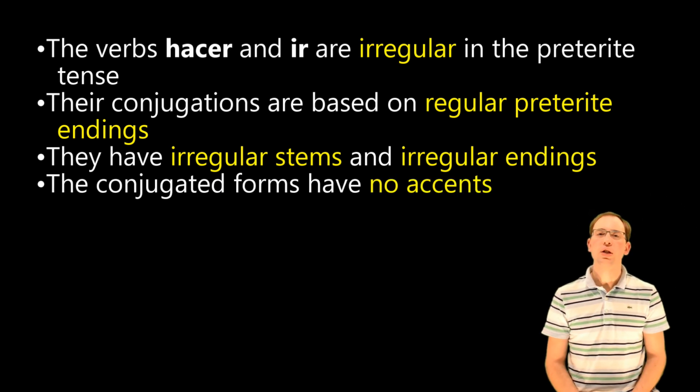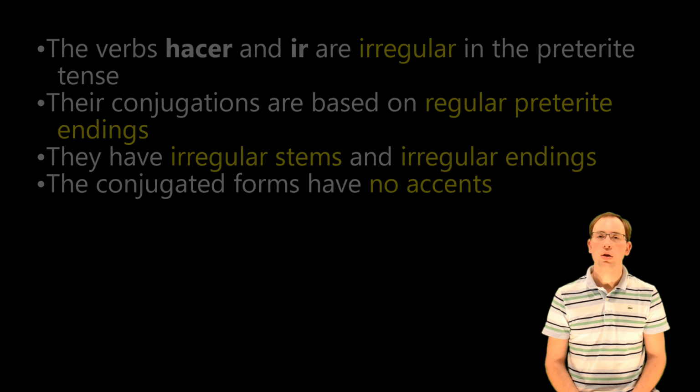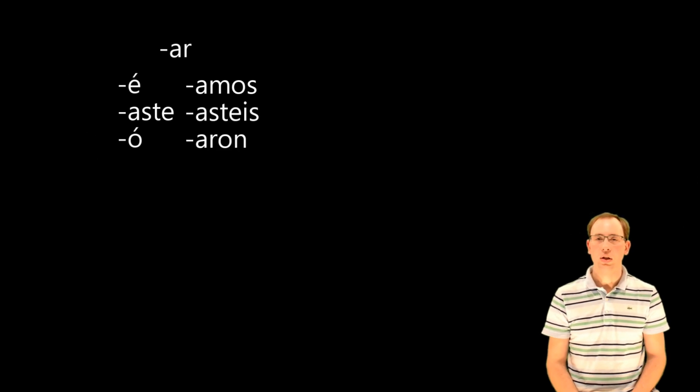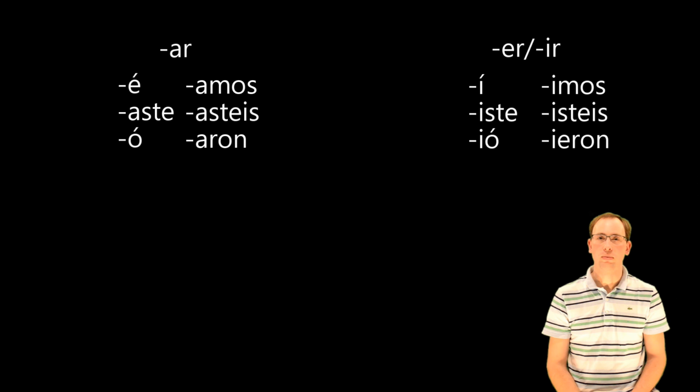So since these conjugations bear some resemblance to regular verbs in the preterite tense, let's go over the regular verb endings first. For AR verbs, the regular endings are é, aste, ó, amos, asteis, aron. And for ER and IR verbs in the preterite tense: í, iste, ió, imos, isteis, and ieron. Now let's keep those endings in mind so that we can see the pattern that we follow when we conjugate the verbs hacer and ir.